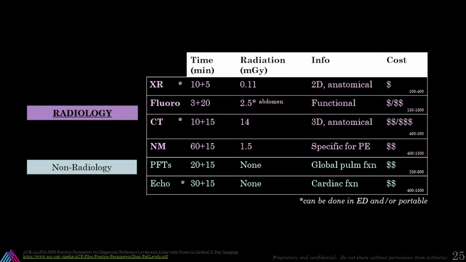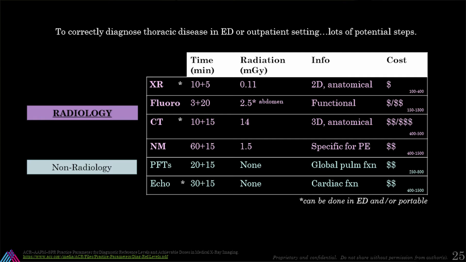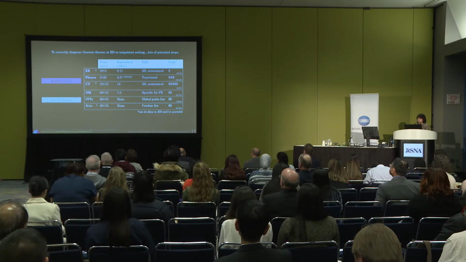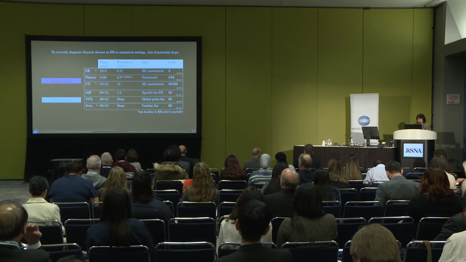This is a general sketch of the tools that are available to us as radiologists and also to non-radiologists diagnosing thoracic disease. So you have your X-ray, your fluoro, which is generally used for sniff testing, and not the way that we're describing it, CT, nuclear medicine exams, and then on the non-radiology side, you have pulmonary function tests and echocardiograms. So to correctly diagnose thoracic disease in the emergency room or the outpatient setting, there's a lot of potential steps and avenues you could go down depending on what you think the diagnosis will be.